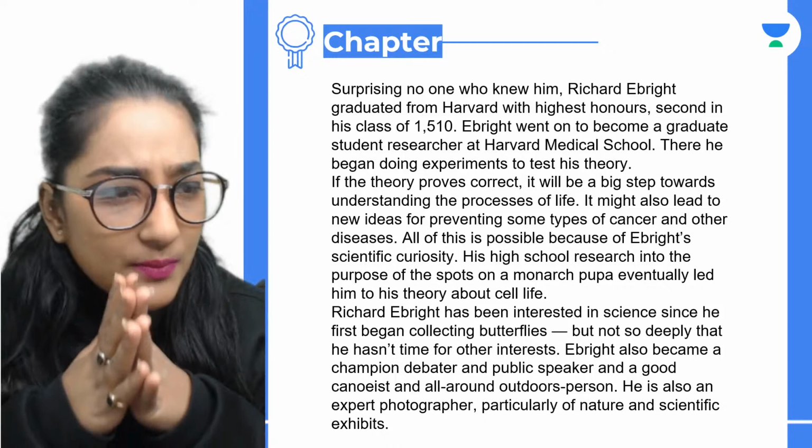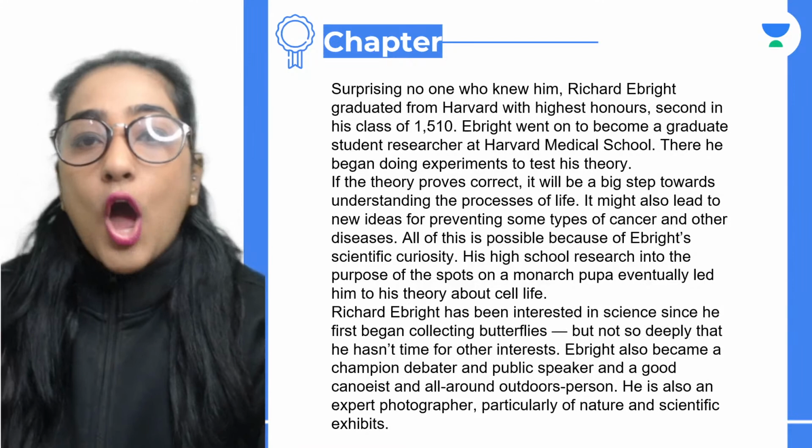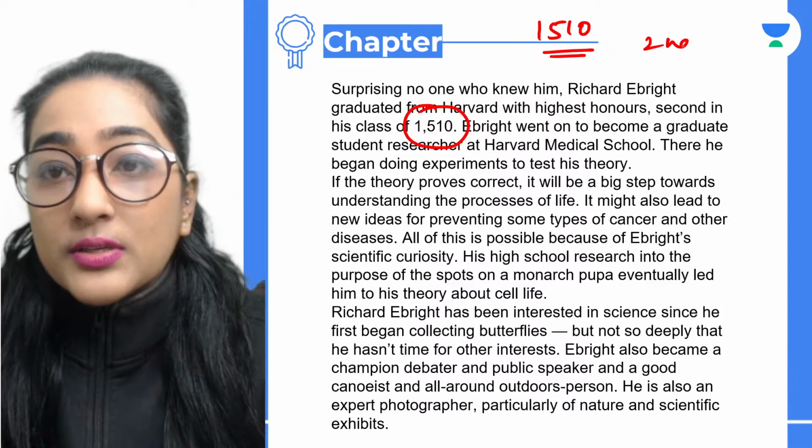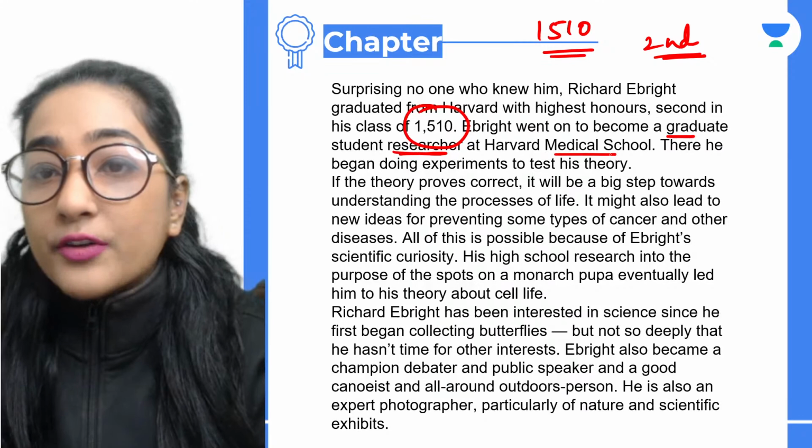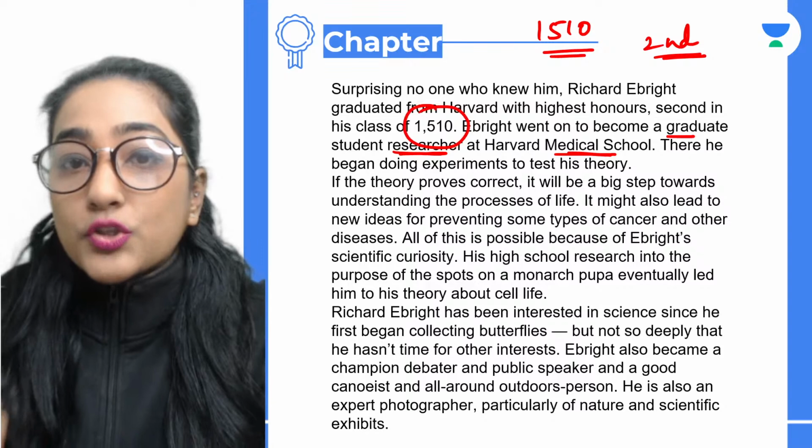Second in his class of 1510. So, how many students were in his class? 1510. And in that class, he stood second. Ebright went on to become a graduate student researcher at Harvard Medical School. After that, what did he do? He went on to become a graduate student researcher. Okay, now he wanted to be a student researcher. Wo Harvard Medical School gaya.